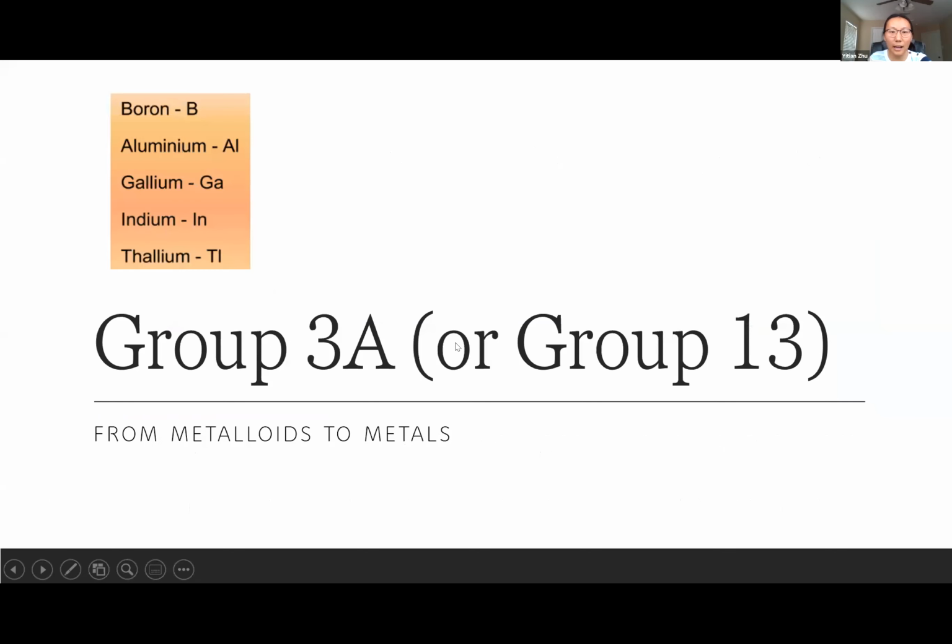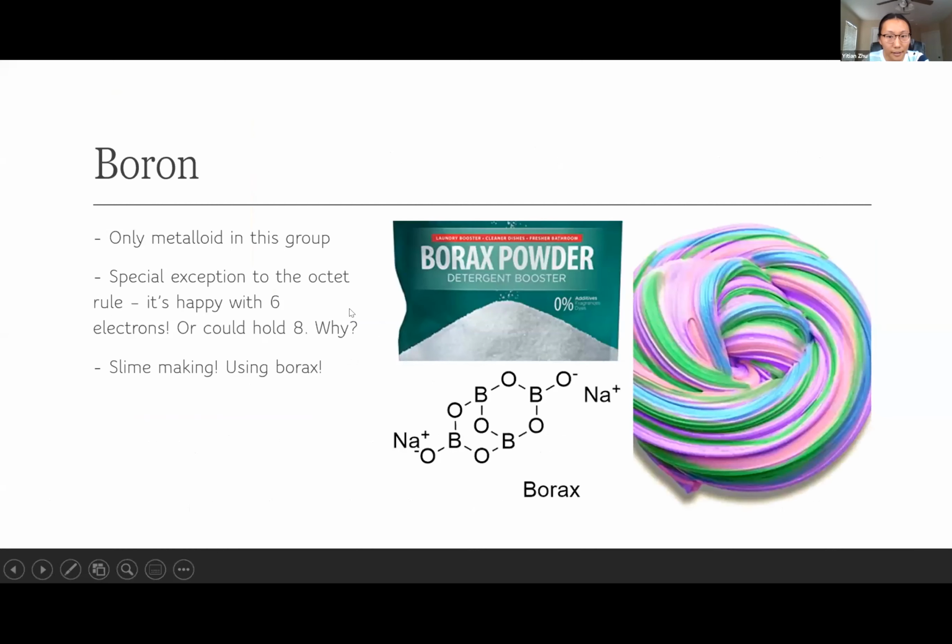So first we're going to talk about group 3. Some periodic tables say group 3A, some say group 13 because some of them count the transition metals as groups. I prefer to call them group 3 or group 3A. All right, so boron is the only metalloid in group 13.